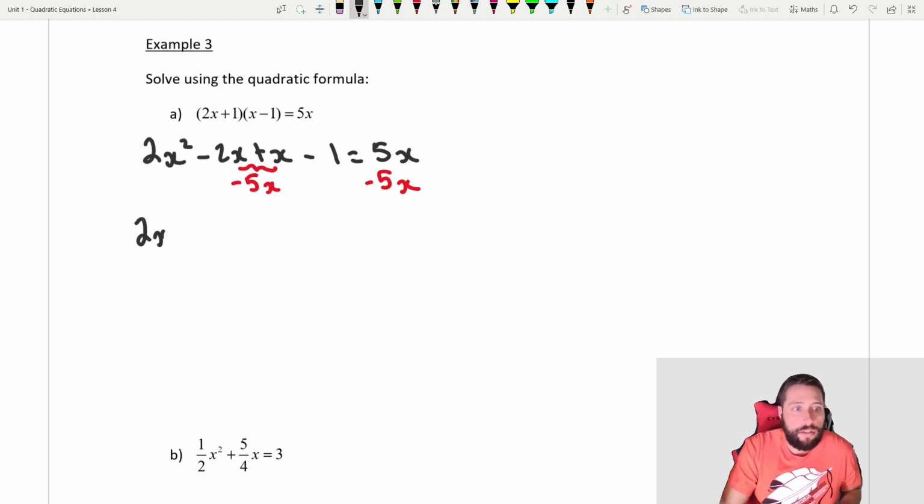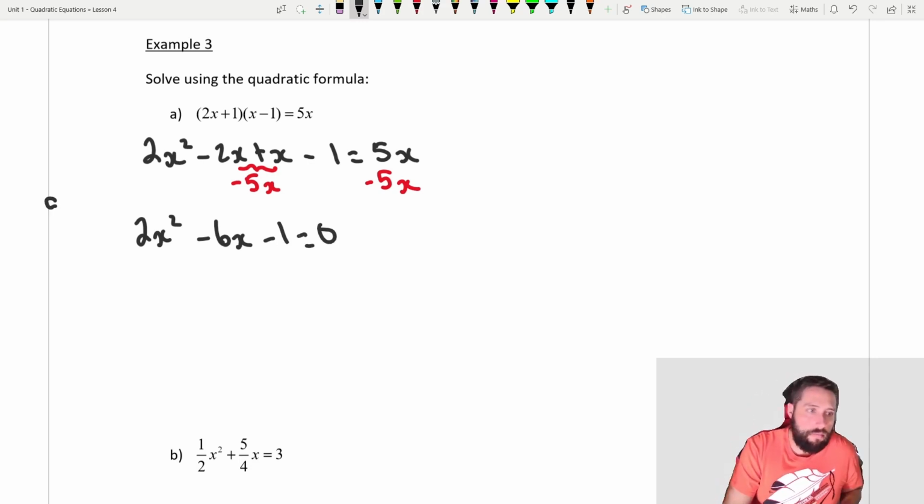We have 2x squared. So we have negative 2x plus x, that's negative x, minus 5 more, so we have negative 6x minus 1 is equal to 0. A is equal to 2, B is equal to negative 6, and C is equal to negative 1.